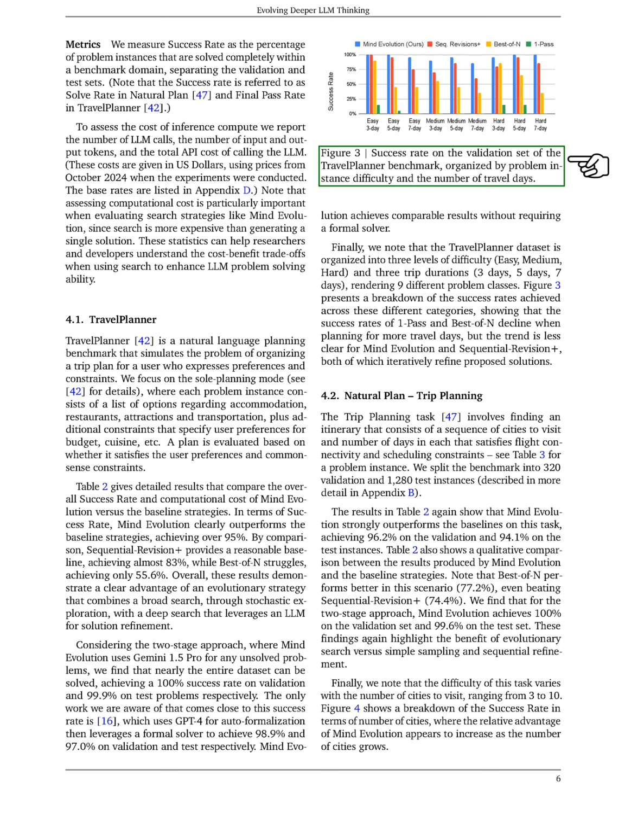We divide our benchmark into 320 validation and 1,280 test instances. Our results show that mind evolution significantly outperforms the baselines, achieving a 96.2% success rate on validation and 94.1% on test instances. The two-stage approach even reaches 100% on validation and 99.6% on test. We observe that the task's difficulty increases with the number of cities, and mind evolution's advantage grows as this number rises.